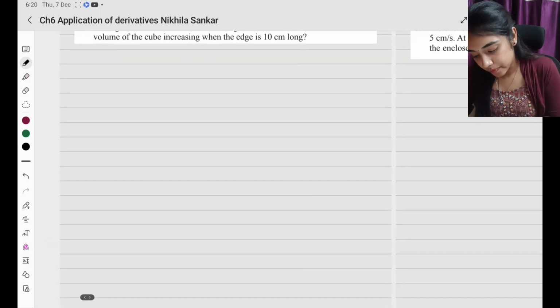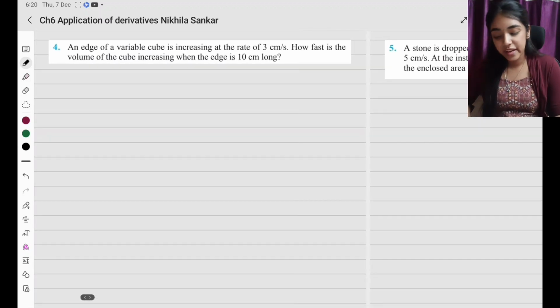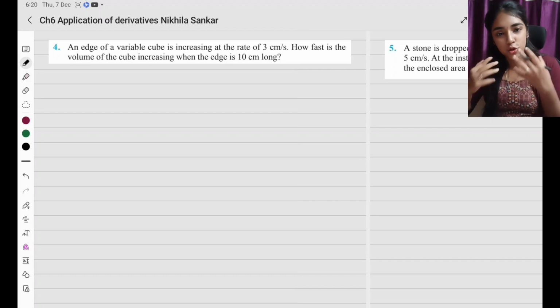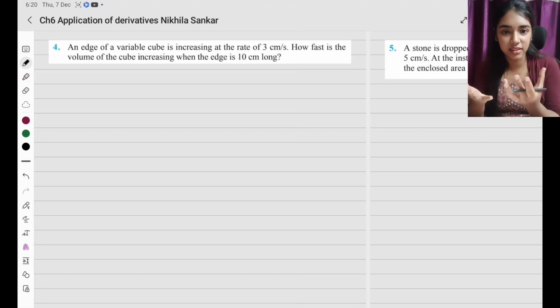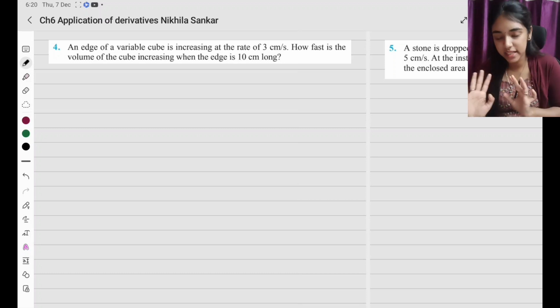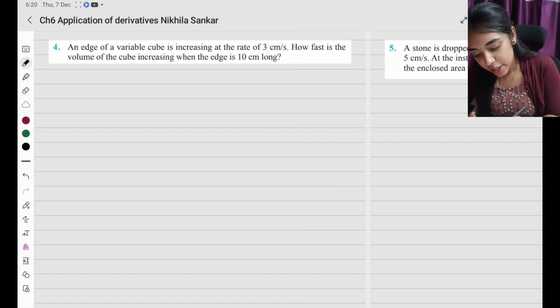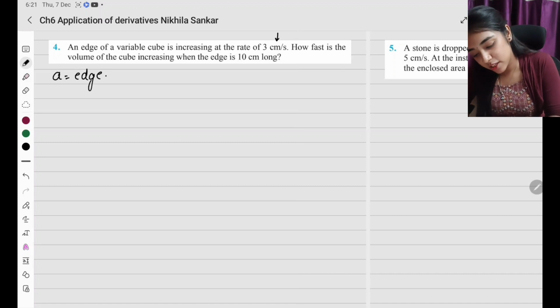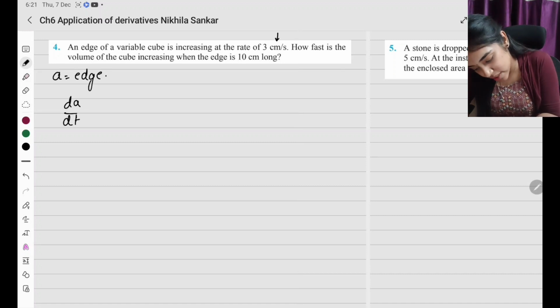Question number 4. An edge of a variable cube is increasing at a rate of 3 centimeter per second. Edge of a variable cube means the length of the cube is changing. Variable means it is either increasing or decreasing. So let me take the edge to be a, and it is increasing at a rate of 3 centimeter per second. So dA by dt is what we are talking about, which is 3 centimeter per second.